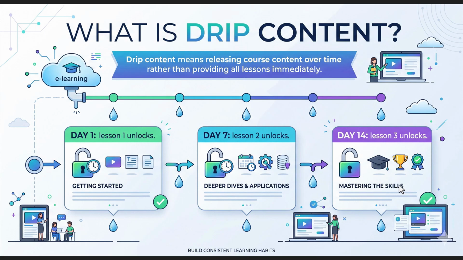So when the student enrolls in the course, they get access to lesson 1 immediately. To get access to lesson 2, they have to wait 7 days. And to get access to lesson 3, they have to wait 14 days after enrolling in the course. So the student will get enough time to prepare all the lessons. It helps to build a consistent learning habit.